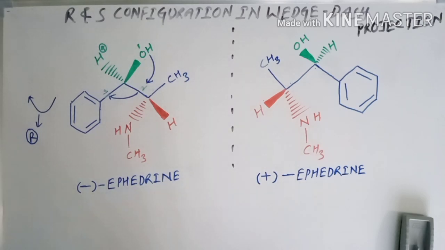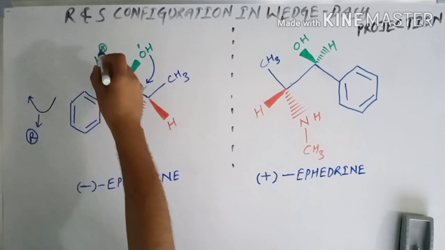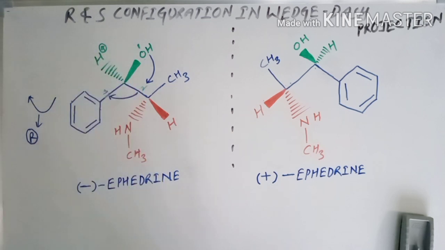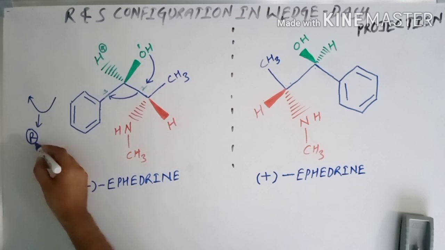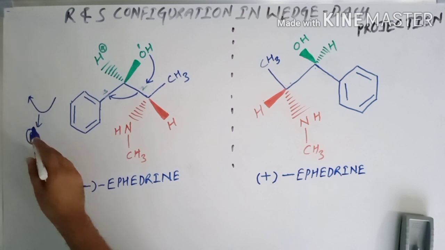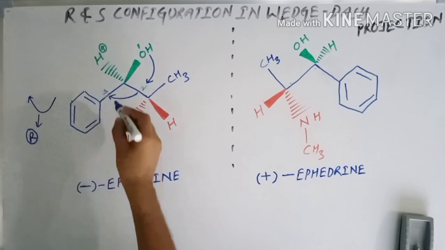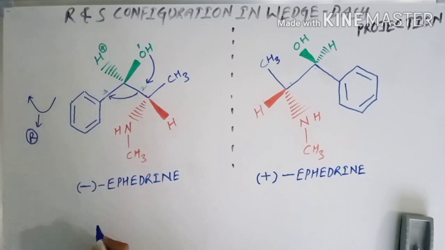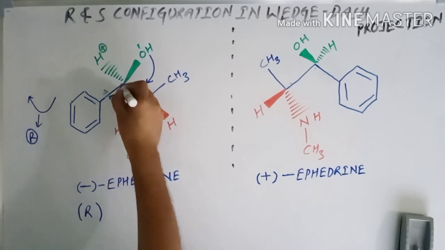Now what we have to do? We have to look at the lowest priority group. Lowest priority group is here hydrogen, and its position is below the plane because it is connected by a dash-like structure. So if the lowest priority group is present below the plane, then the configuration of the chiral carbon remains as such, which is depicted by the direction of arrow. So the direction of arrow shows that this is R. So finally this first carbon has configuration R.